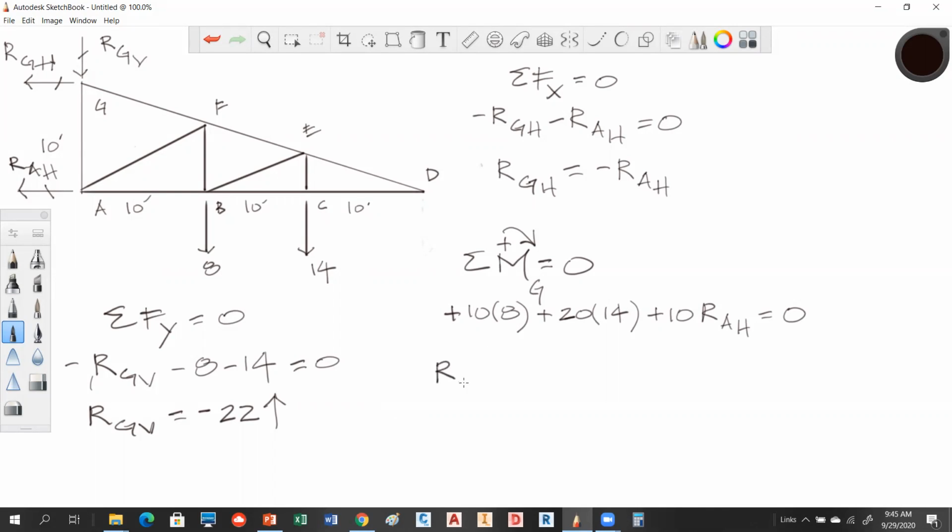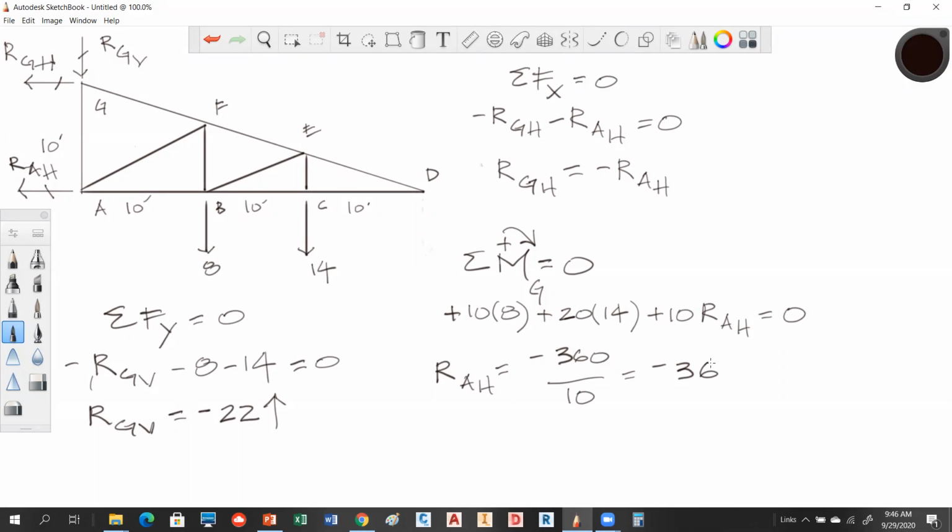That's going to come over as a negative 36. I'm sorry, 360, not 36, 360. So those give me a positive 360, comes over as a negative 360, divided by 10, gives me a negative 36. So what does that tell me? What does that tell me about RAH?